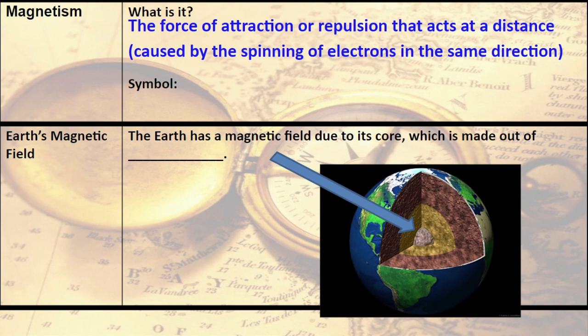The symbol for magnetism is going to be a capital letter B, and it just stands for the magnetic field. Sometimes we write it as B field.